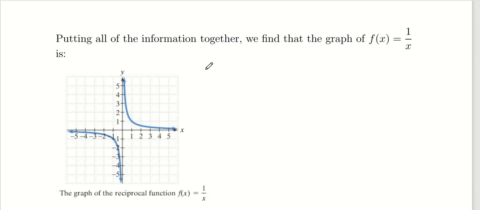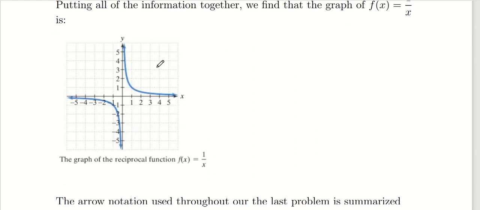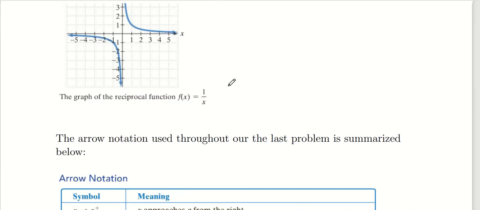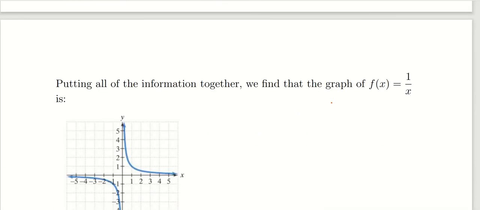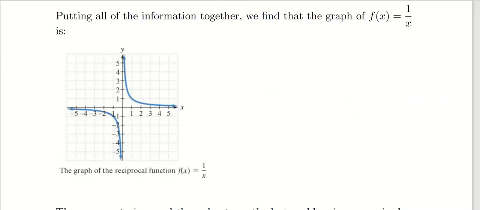When we put all of this information together, we get a very accurate graph of the reciprocal function, which is 1 over x. Notice that the domain of this function, we knew that x was not allowed to be equal to 0. So putting it all together, we see the graph of 1 over x.